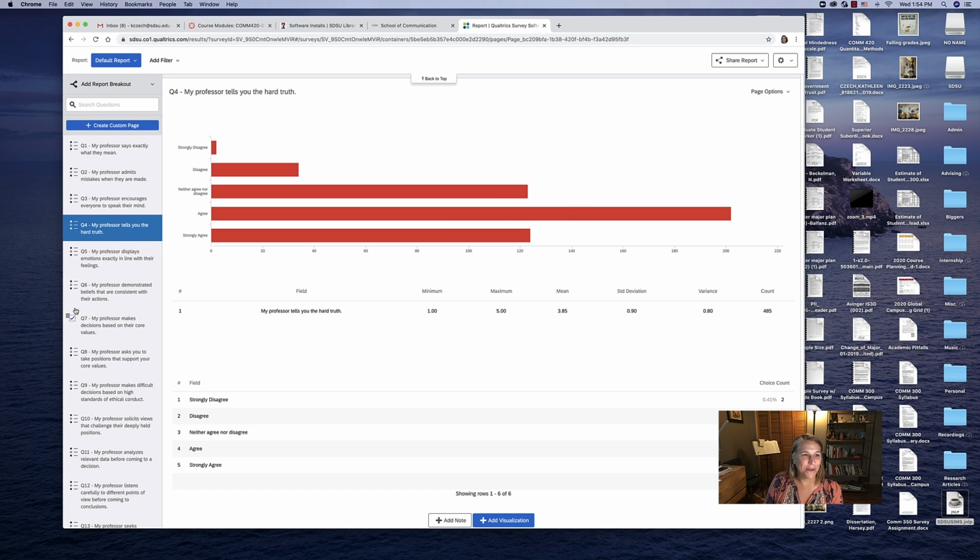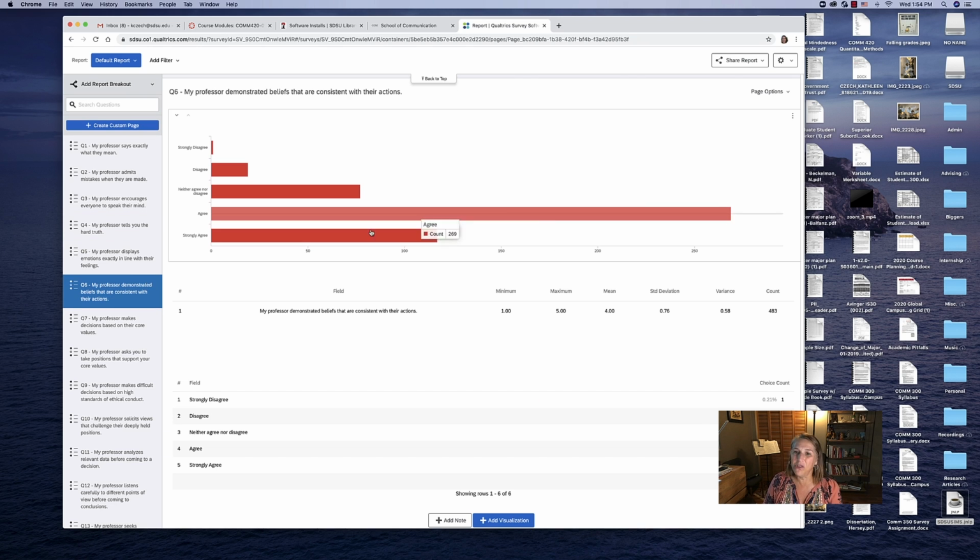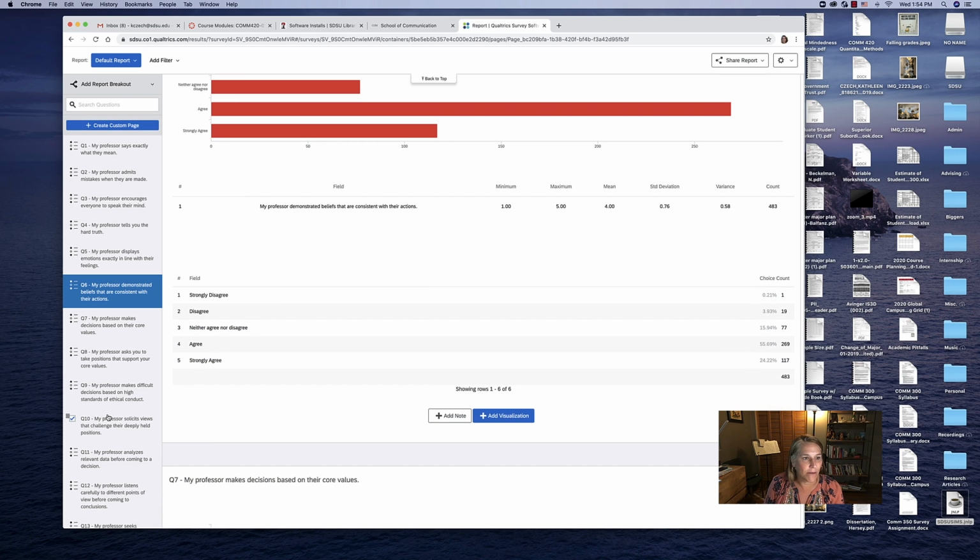How about this one? "My professor demonstrates beliefs that are consistent with their actions." Ooh, I'm curious now. Most people agreed. We did have one strongly disagree and one disagree. Remember, this is a survey that SDSU students took about professors all over SDSU, not just comm professors. They could be rating a professor they had over in RWS or writing or bio, anything like that. So it wasn't particular to comm.